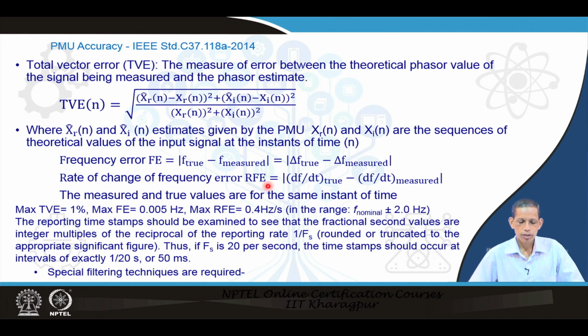Rate of change of frequency error, RFE. There may be error in the rate of change of frequency also, ROCOF, and that is called RFE. RFE is df/dt true minus df/dt measured. The measured and true values are for the same instant of time. So, all these cases are for the same instant of time.